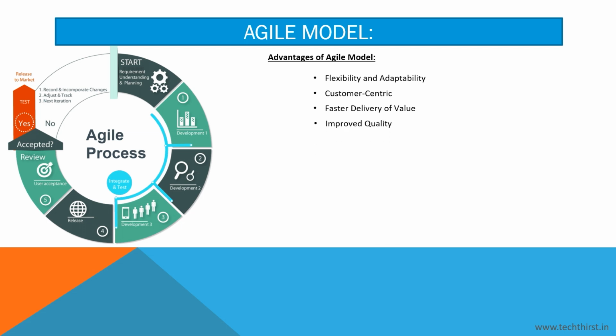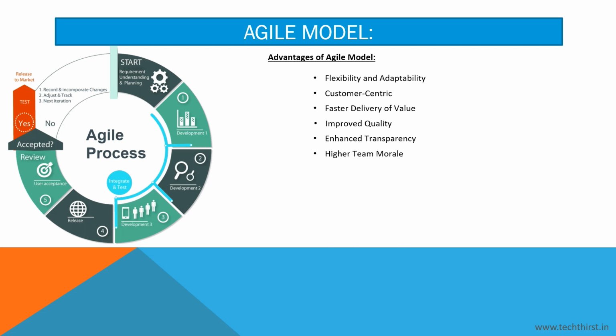Improved quality. Continuous testing, quality assurance, and feedback loops in Agile help identify and address issues early in the development process, leading to higher quality software. Enhanced transparency. Agile practices often involve visibility into project status, progress, and potential roadblocks, promoting transparency among team members and stakeholders. Higher team morale. Agile empowers teams to make decisions and collaborate effectively, which can boost team morale and motivation.